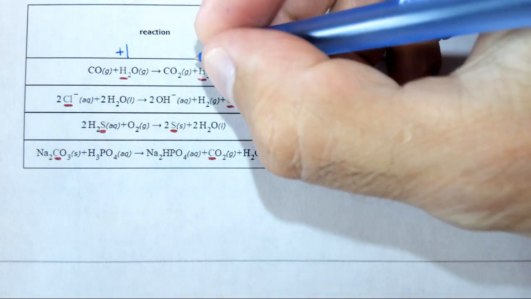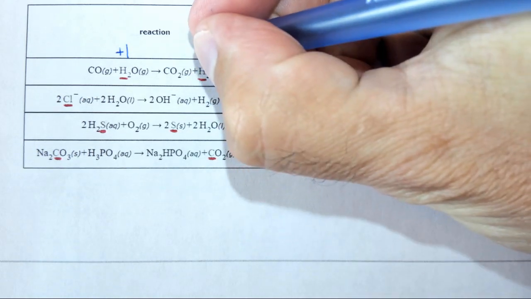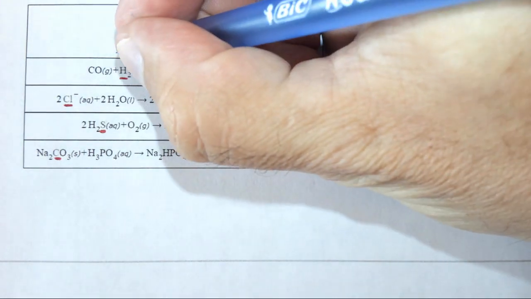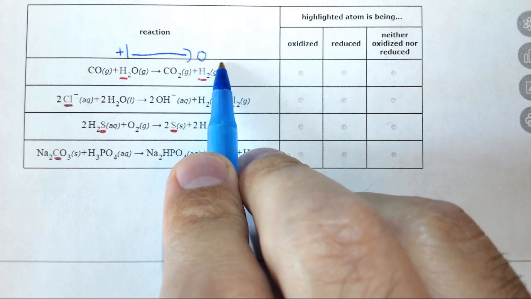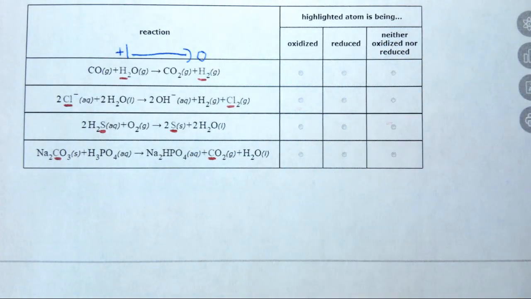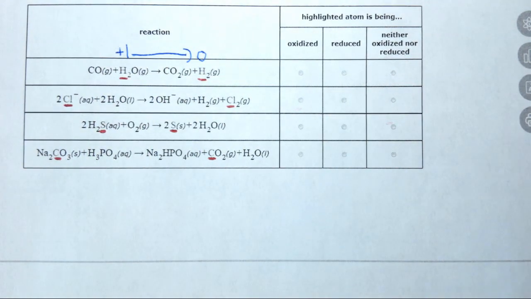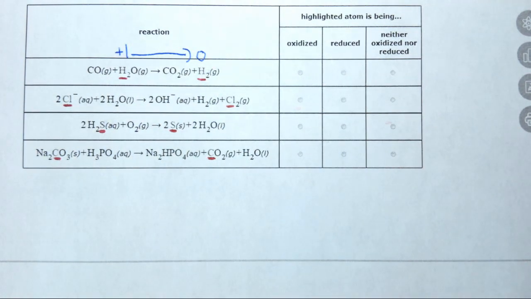On the product side, hydrogen here is elemental. It's by itself. Elements have oxidation states of 0. So the oxidation state of hydrogen went from +1 to 0. Now we have to determine, is that oxidation, reduction, or neither oxidation nor reduction? Clearly it's oxidized or reduced because there is a change. Neither would only be the case if the oxidation state were the same on both sides.